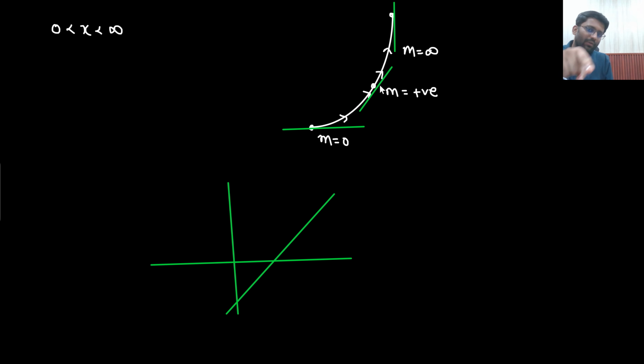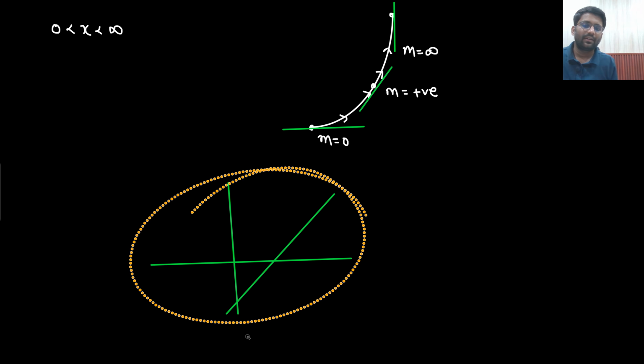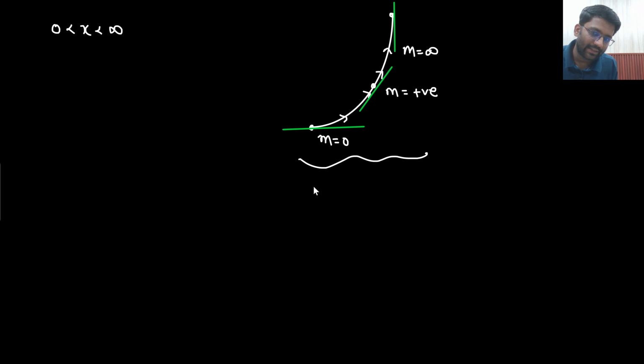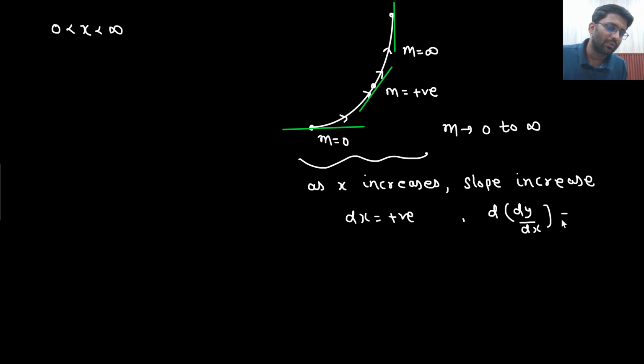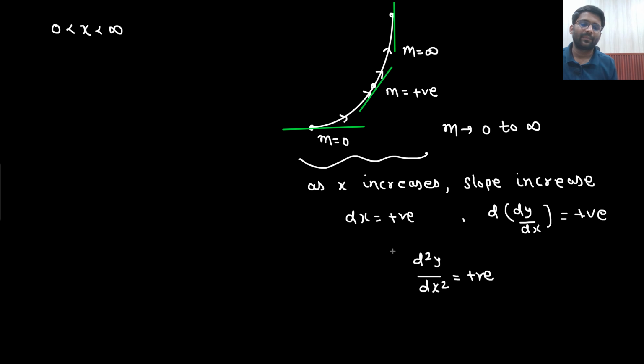So slope is going from 0 to some positive value to infinity. What does that mean? That means as x increases, slope increases. From 0 to infinity we are going, no? Slope is going from 0 to infinity. That means as x increases, the slope, what is that? dy by dx. Change in the slope. dy by dx means change in the slope is also positive. What does that mean? That means d2y by dx2 is nothing but positive only.